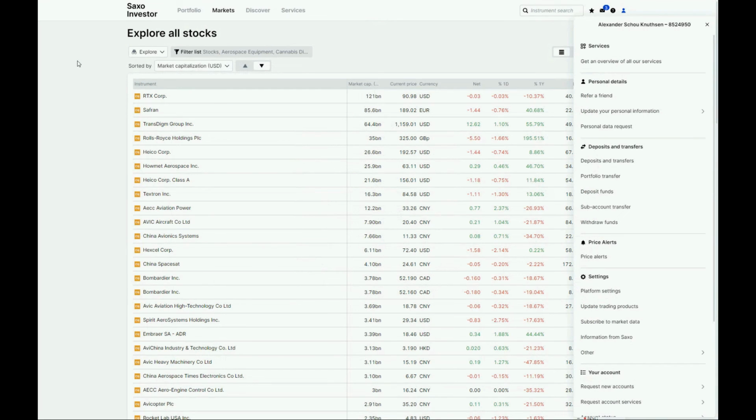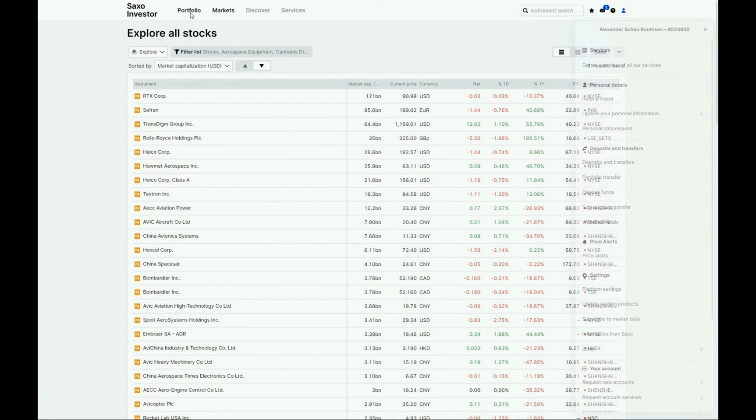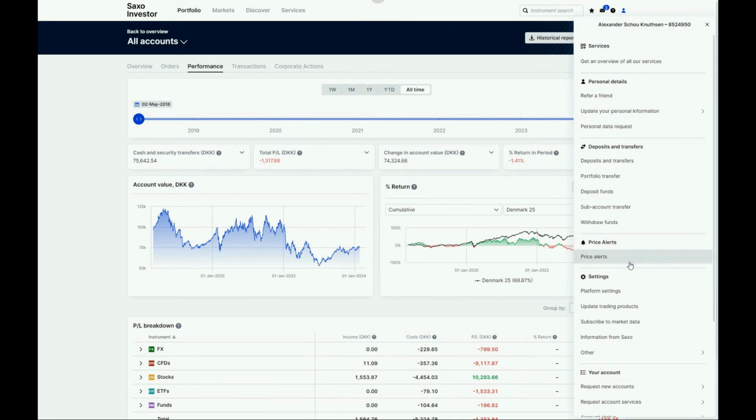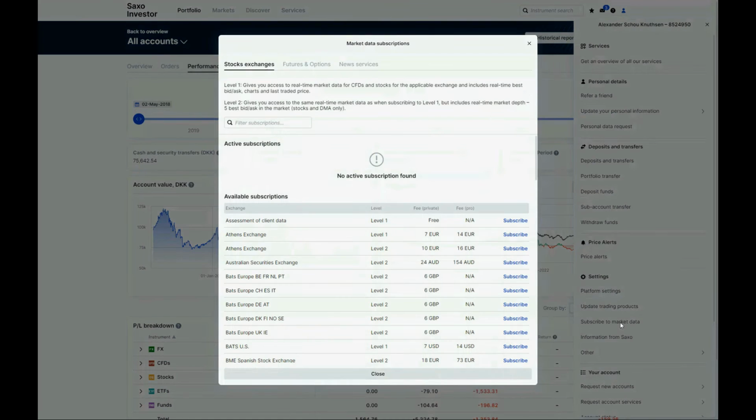You are actually able to do it on the investor platform. If you are up here in the top right corner on the person icon, if you then go down to subscribe to market data, you are able to see it.